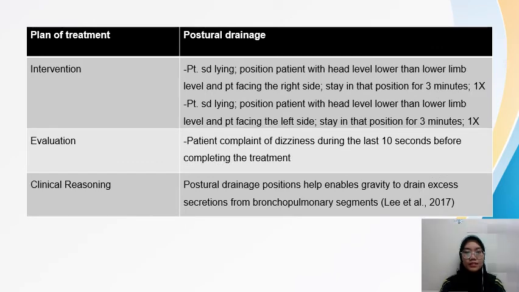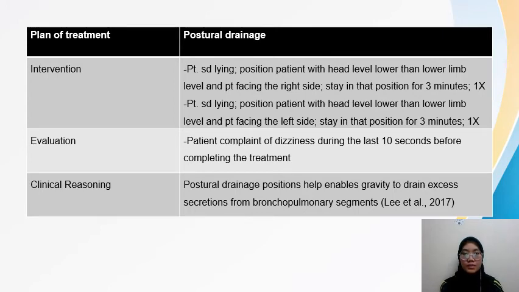The next intervention is postural drainage. Position patient in side-lying position and place patient head lower than the lower limb level and patient facing the right side first, and stay in that position for 3 minutes one time, and repeat the same position but patient facing the left side, and stay in that position for another 3 minutes.